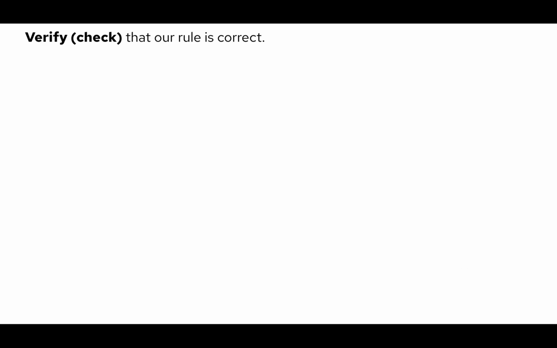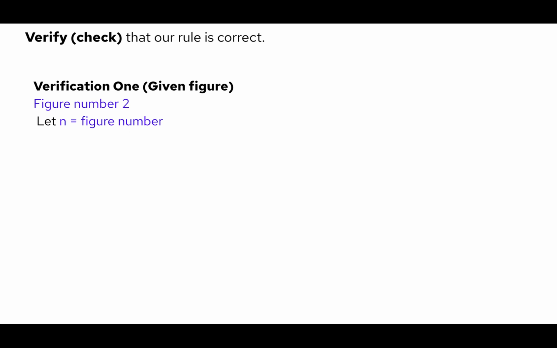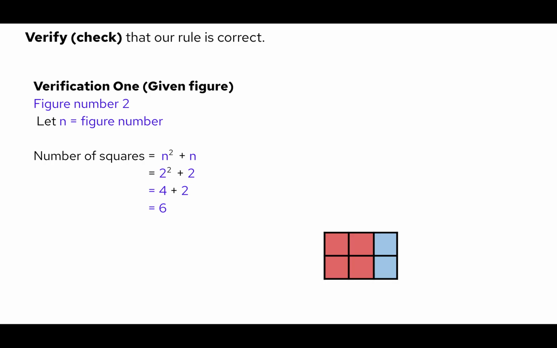Now let's verify or check that our rule is correct. First, we start with a given. So we're going to choose figure number 2. And in figure number 2, n equals the figure number, so n equals 2. So we will replace n with 2, so 2 squared plus 2, and 2 squared is 4, and the sum of 4 and 2 is 6. I draw it, and let's count to make sure that we have 6 squares. 1, 2, 3, 4, 5, 6. Again, here is the figure number squared, 2 multiplied by 2, plus 2 more.